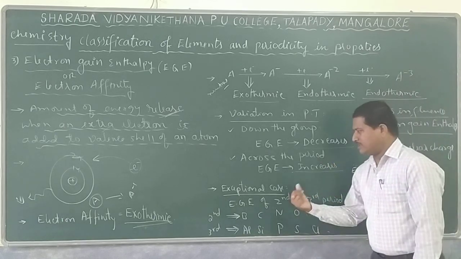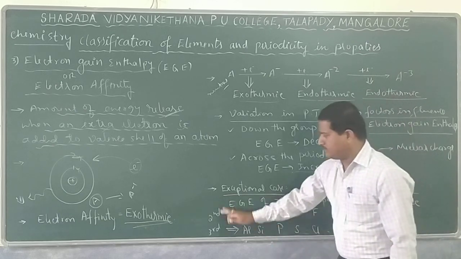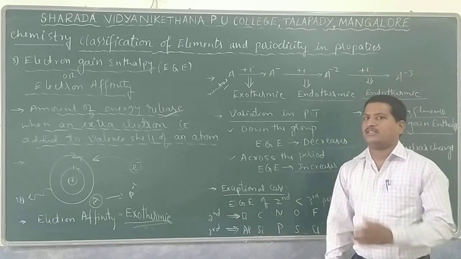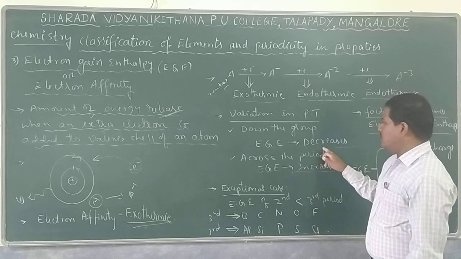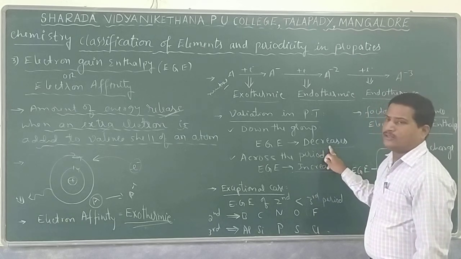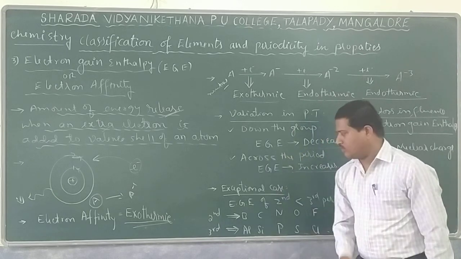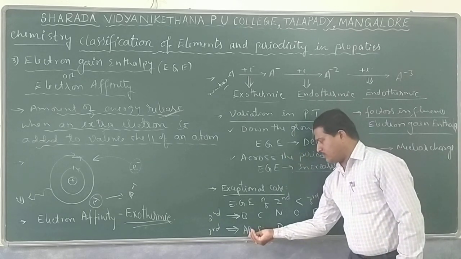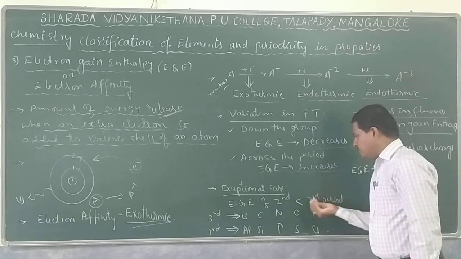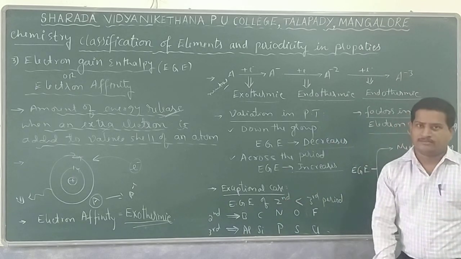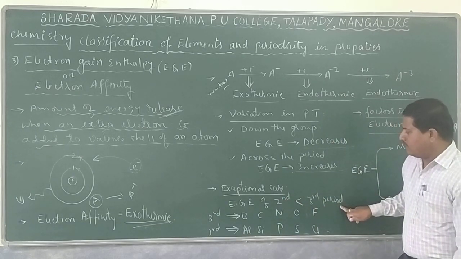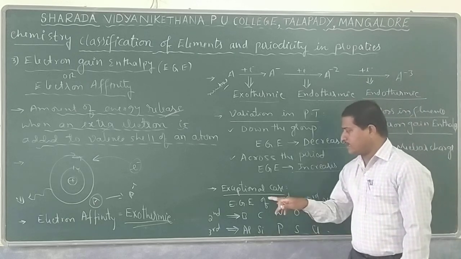And there are some exception cases which we have to remember for competitive examinations. Always remember, in general, we can say down the group there is a decrease of electron gain enthalpy. But if you move from the second to the third period, always remember, the electron gain enthalpy of the third period is very much greater than the second period. Electron gain enthalpy of third period elements is greater than second period elements.